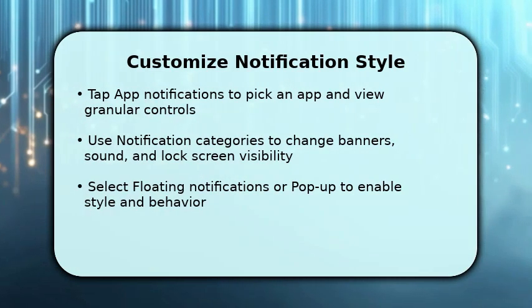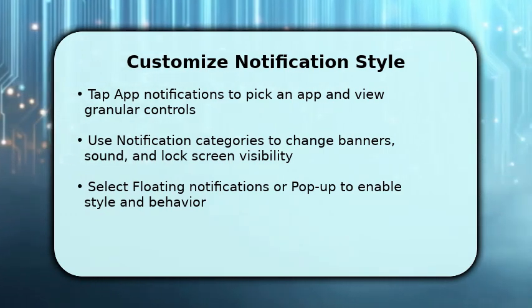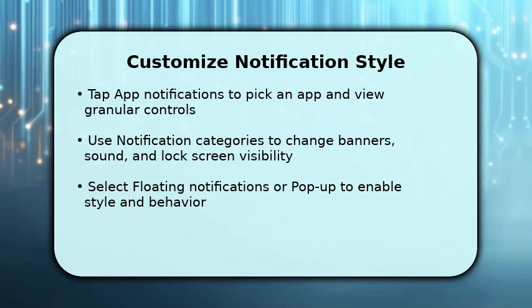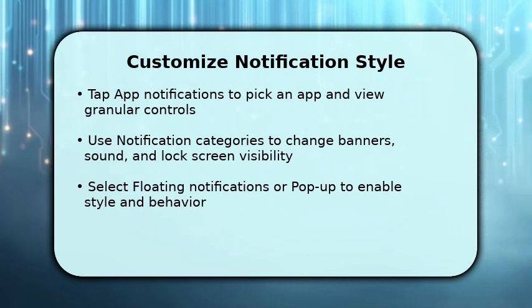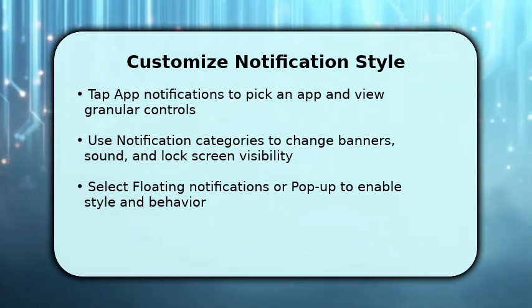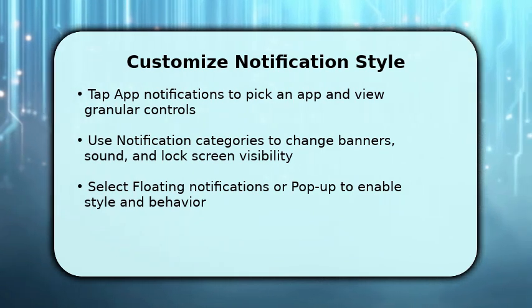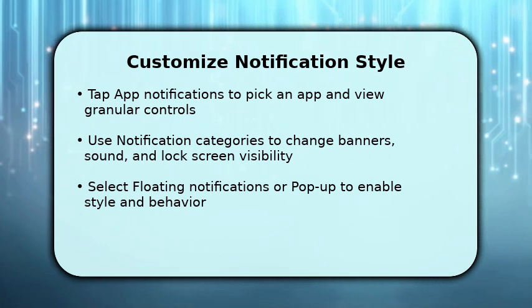Now you refine the style by selecting App Notifications and choosing the specific app you want to change. Once inside, open notification categories to see separate channels like messages and alerts. This lets you set different sounds and banner behavior for each. Tap each category and choose sound, vibration, and whether it appears as a pop-up or a silent badge.